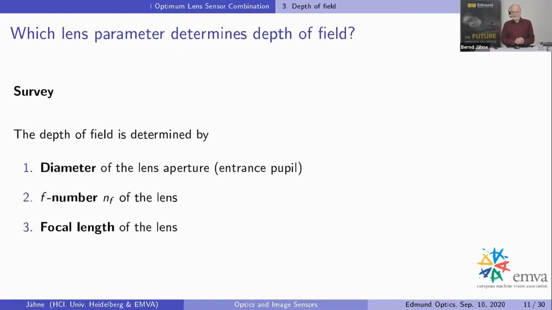Is it again just the same possible answers? Is it again the diameter of the lens aperture? Is it the f number, or is it the focal length? So again, I ask you for your answers. Check what is the right thing for the depth of field. And I'm now really curious about the answers again. Takes a little bit longer.